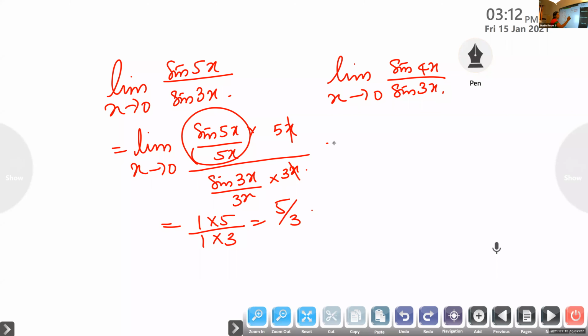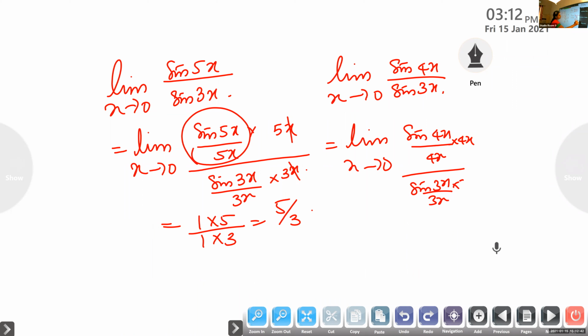I'll evaluate this. You can write this as sin 4x by sin 3x. So in the numerator multiply and divide by 4x, and in the denominator multiply and divide by 3x. So this one will become 1. The x will get cancelled. So 1 into 4 by 1 into 3. So the answer is 4 by 3.